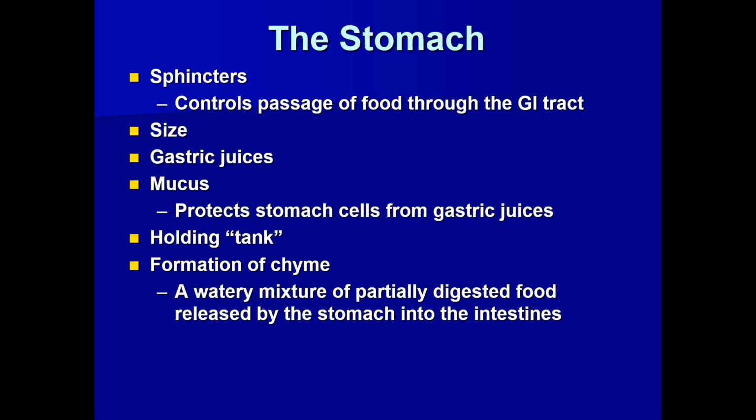But protein begins to be broken down in the stomach. Now, granted, nothing's being absorbed yet. In the stomach, there are different things that prevent auto digestion, the digestion of the stomach cells, the gastric cells. One of them is a thick layer of mucus that protects it.